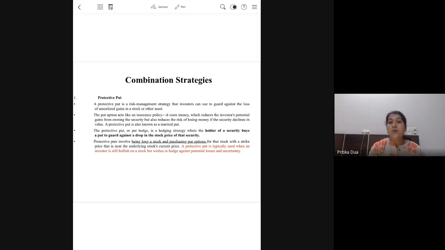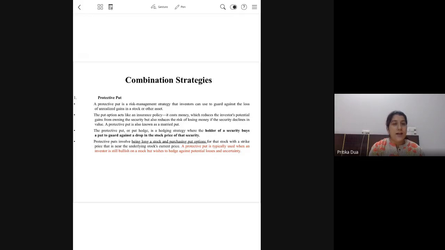Why are you buying a share? Because you are expecting that in the future the price of the share in the market will increase, but there is a possibility that the price of the share might fall. So to protect yourself against that possible drop in the price, you purchase a put option also.